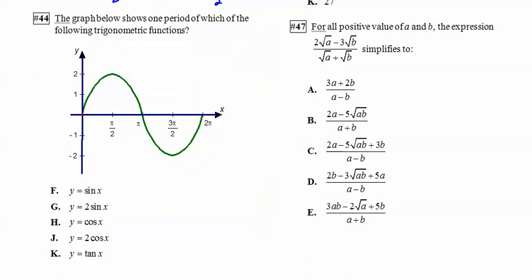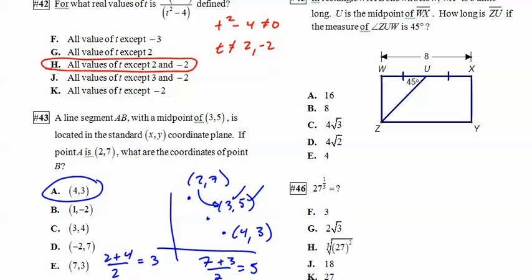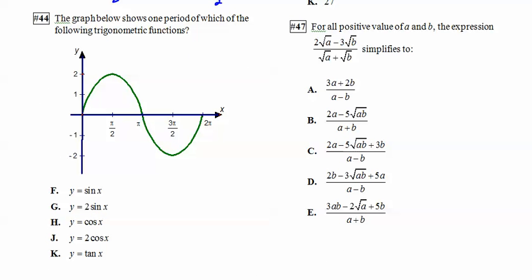Graph below shows one period of which of the trigonometric functions. That's sine. Done. My bad. It is a sine graph, but now I got to be careful and read the answers. Also want to make sure I did this one right. Yes, I did. So it's sine, and I very stupidly picked this one.